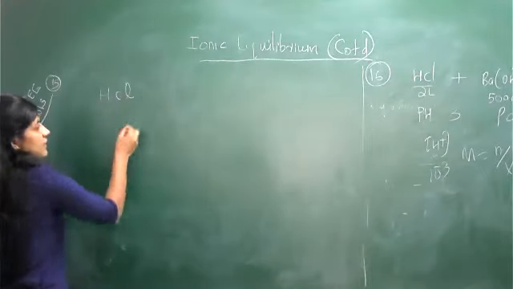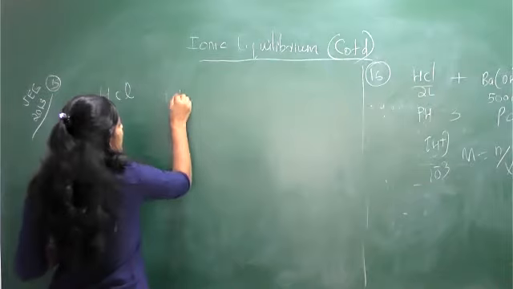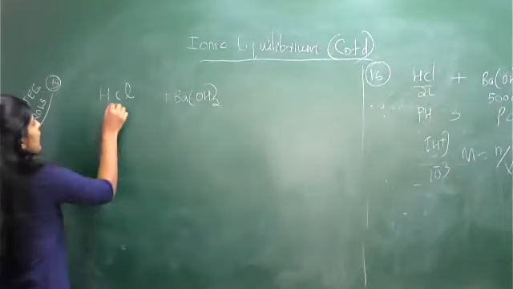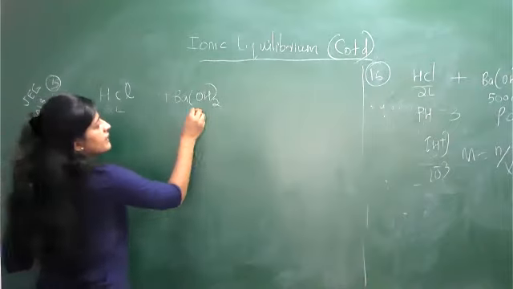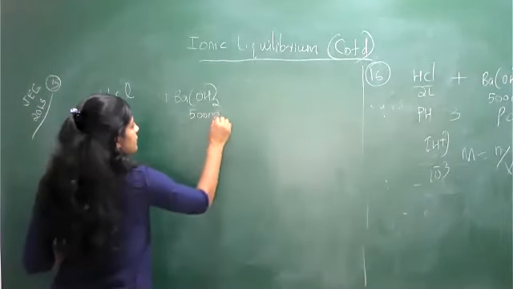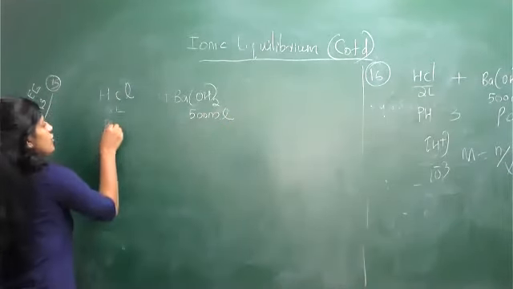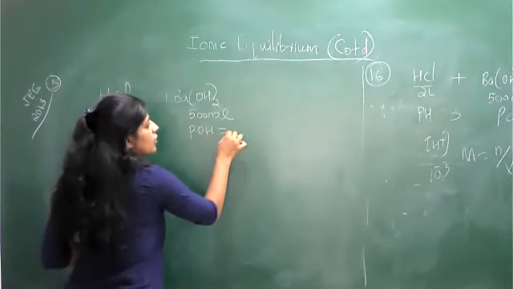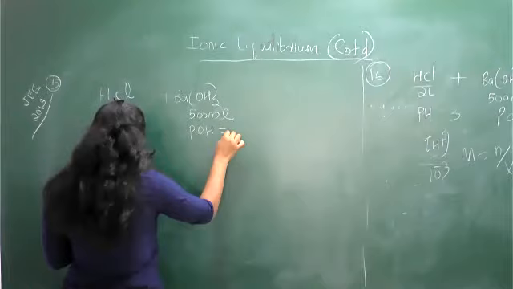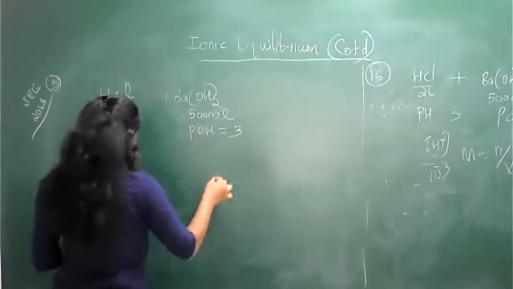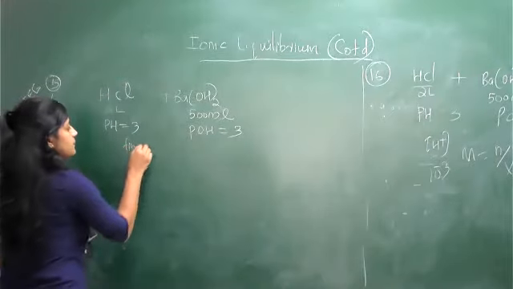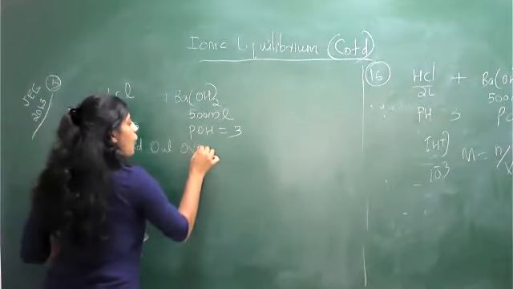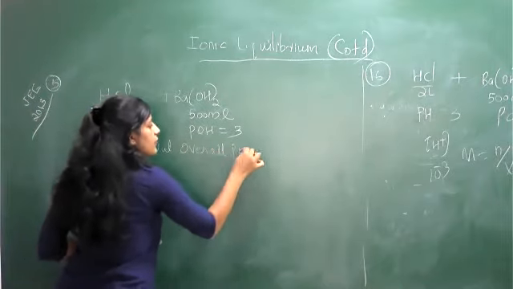HCl plus Ba(OH)2 is given to you. I am providing you this one is 2 liter, and this one is 500 ml. pH is also given. pH is equal to 3, and pOH is also 3. Find out the overall pH.